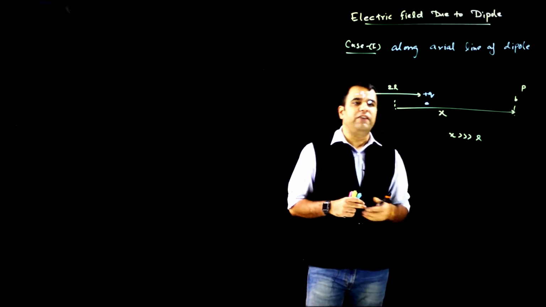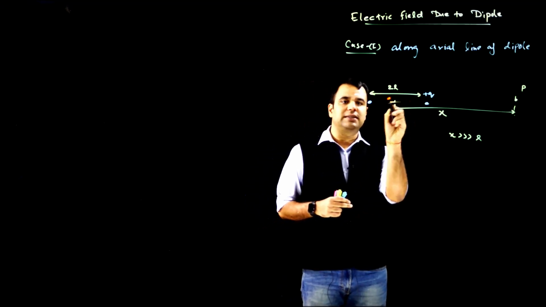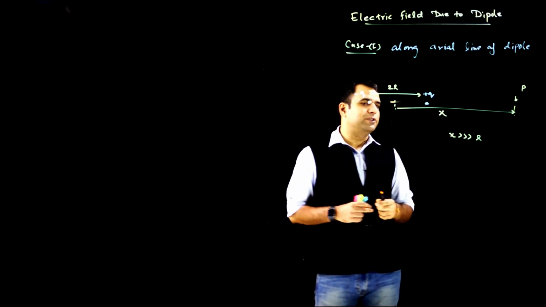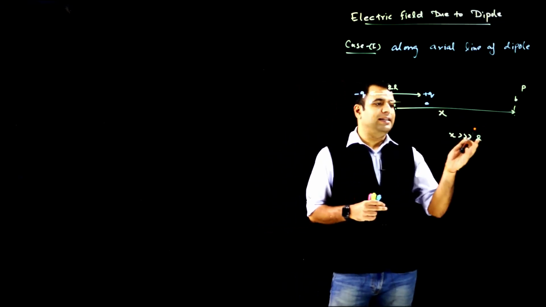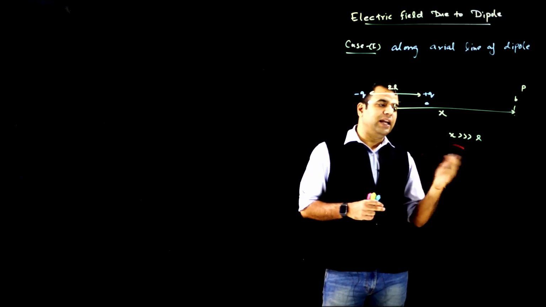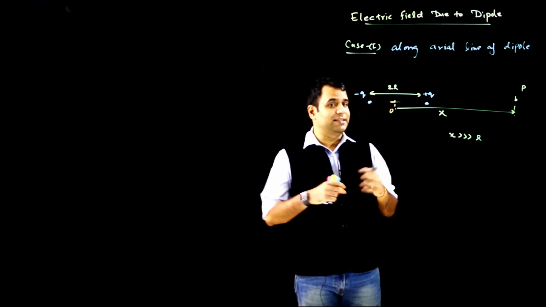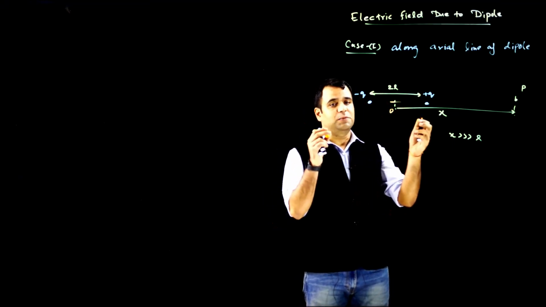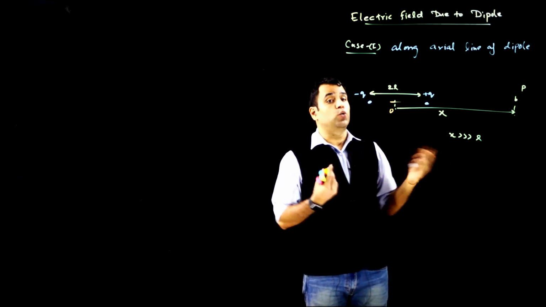This point P we are defining with respect to the central point of this dipole. This is the central point, O, which I am taking as my origin. So point P is at a distance x from this point O, and this x is very large compared to L. But x is not so large that the charged particles will look like they are at the same point. So basically x is large, but not too large.